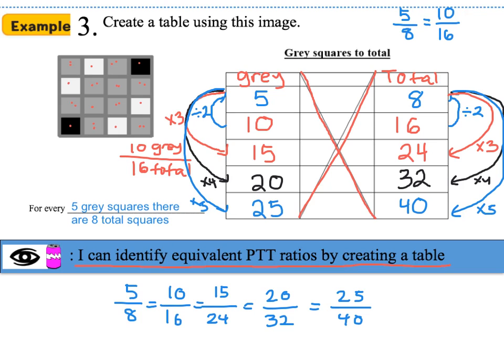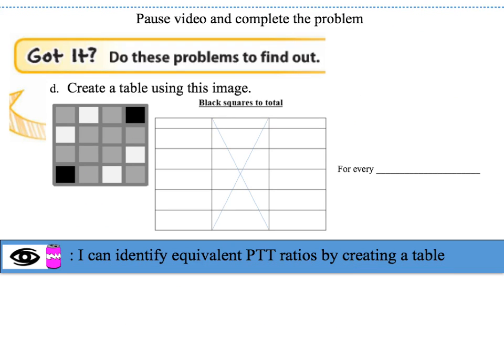The last step that I did was I wrote out all the ratios that I was able to draw from the table. So 5 over 8 is equal to 10 over 16, which is the same as 15 over 24, which is the same as 20 over 32, which is the same as 25 over 40. So those are all equivalent ratios. So go ahead and pause the video and complete the Got It problem, and we will discuss the answers in class tomorrow. Please be sure to draw the table so that you can support your answer.